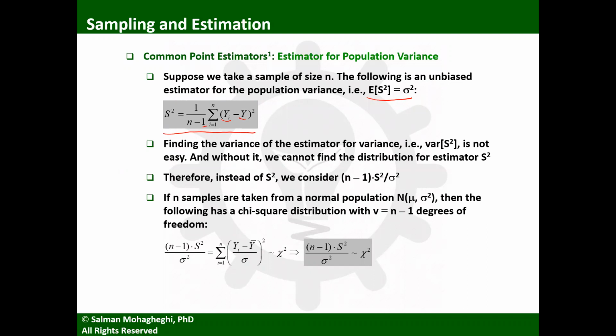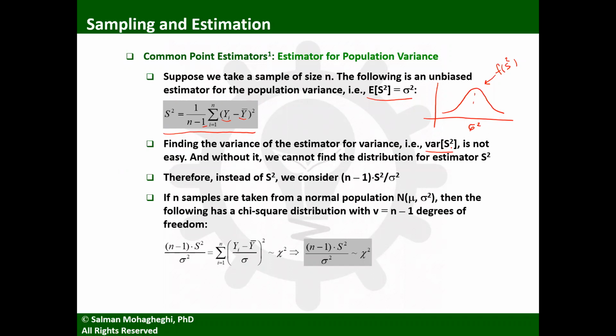However, we want to know the exact distribution. So in addition to the mean, I would like to know what the variance is going to be. We know that the mean is going to be sigma squared. So this is the PDF of S squared. It has a mean of sigma squared, but what is the variance? The fact of the matter is finding the variance for that estimator is actually not easy. So the variance of S squared is quite complicated to find. And if we don't have it, we're not going to be able to find the distribution for S squared.